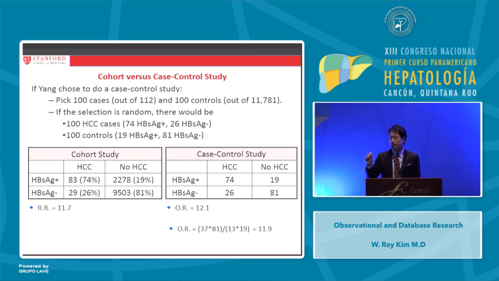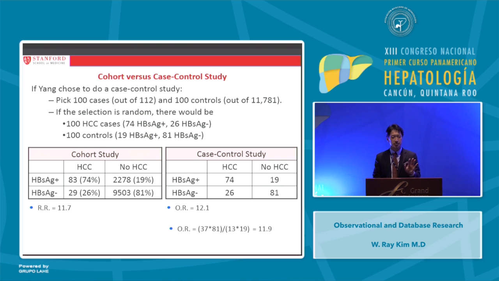If the selection is random, they would find this. So this is the same table that I showed you a few minutes ago, right? Of their controls, 19% did have surface antigen, 81% did not. So if they did the study correctly, out of the controls, 100 people, they should have 19 people with surface antigen and without in the rest of the people.